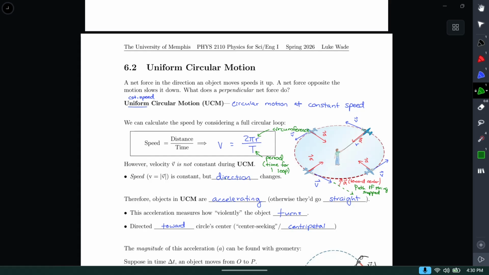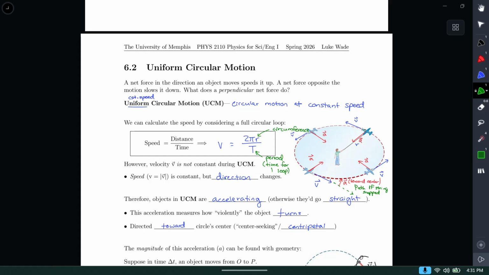This is just turning. In that case, your car is still accelerating because its velocity is changing. The direction it's going is changing. If it were not accelerating, it would keep going straight. That's what your car wants to do. Its inertia says, keep going straight. Something's making it turn instead. So we call the fact that it's constantly changing its velocity a centripetal acceleration.